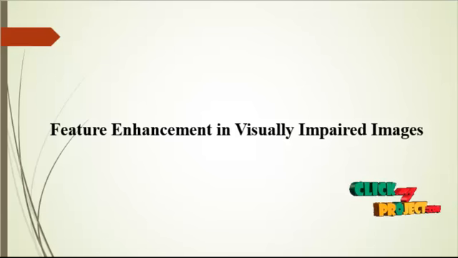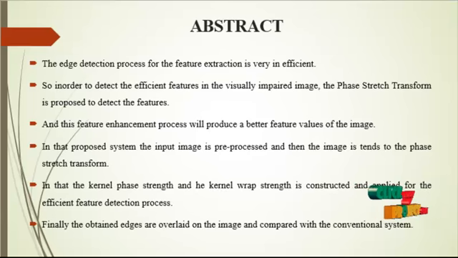Now we are going to discuss a project on feature enhancement in visually impaired images. Now we are going to see the abstract of our project. Feature detection, description and matching are essential components of various computer vision applications. Thus they have received considerable attention in the last decades. In computer vision and image processing, feature detection includes methods for computing abstractions of image information and making local decisions at every image point, whether there is an image feature of a given type at that point or not.